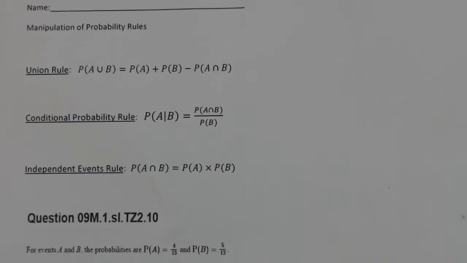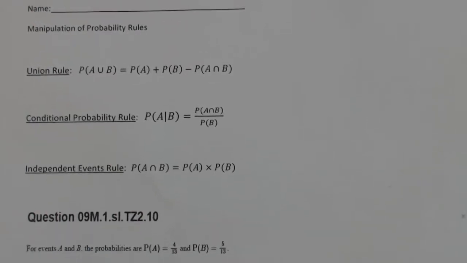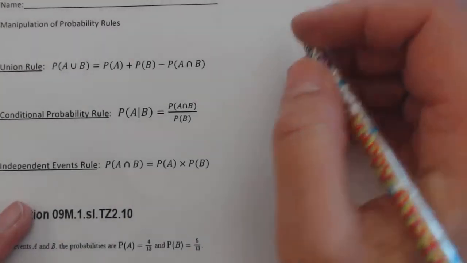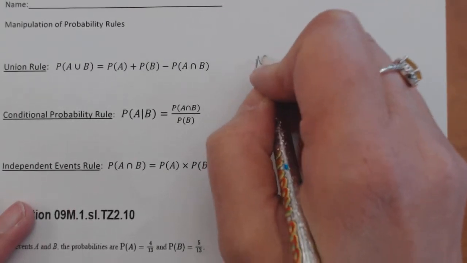Today I am going to be doing a couple math studies, paper 1 or 2 questions on probability. And I wrote some rules down. We have the union rule, conditional probability rule, and independent events rule. I also should write down our mutually exclusive rule.